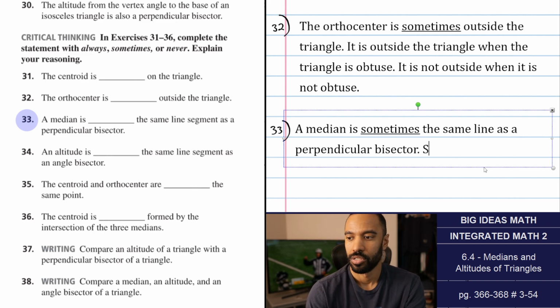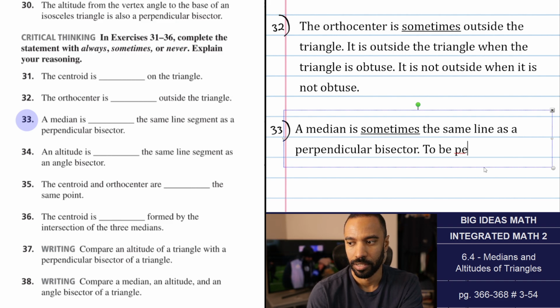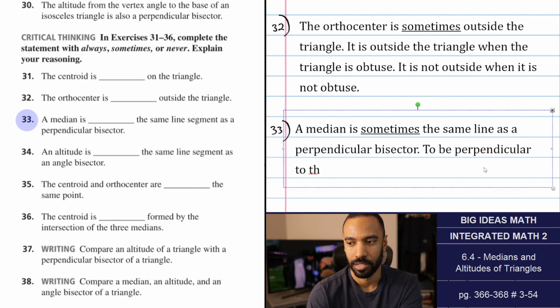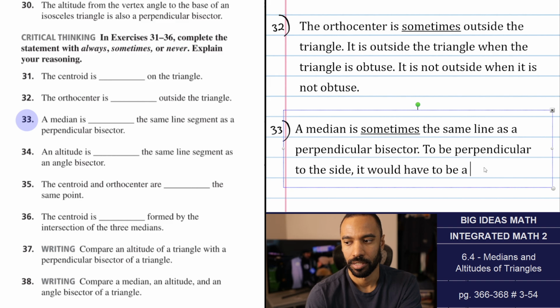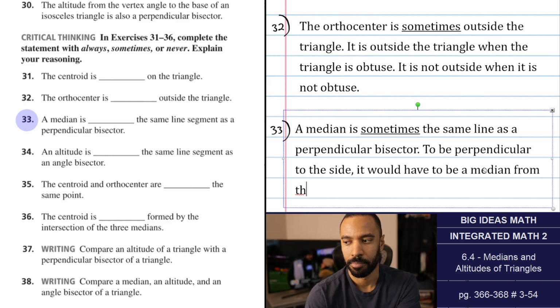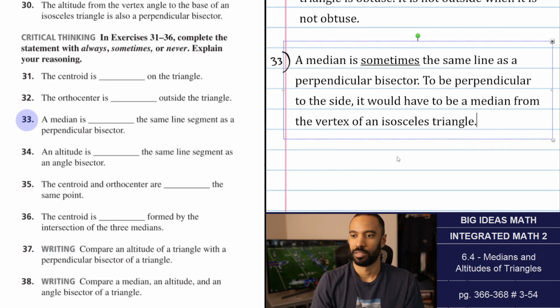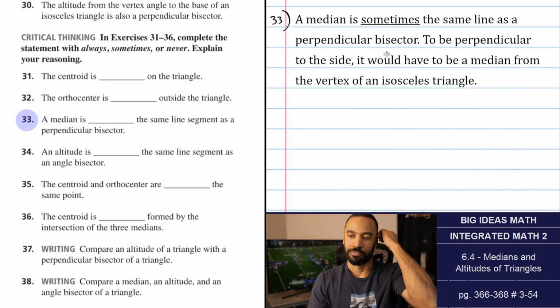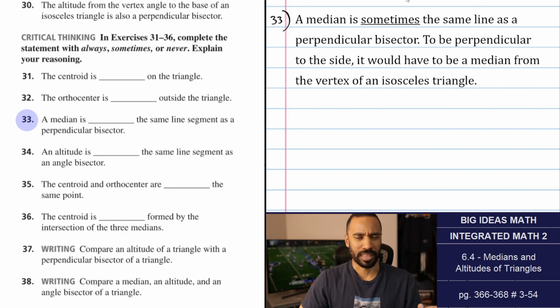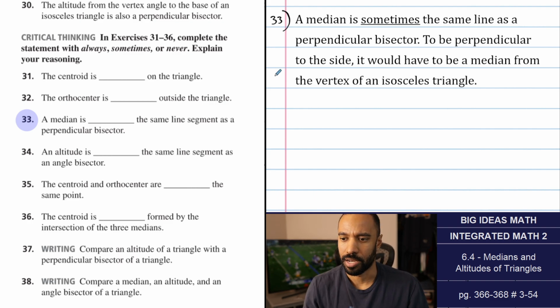So to be perpendicular to the side, it would have to be a median from the vertex of an isosceles triangle. That does also mean, by extension, equilateral triangles. From the vertex joined by the legs. I believe that's the one that they call the vertex angle. All right, number 34.